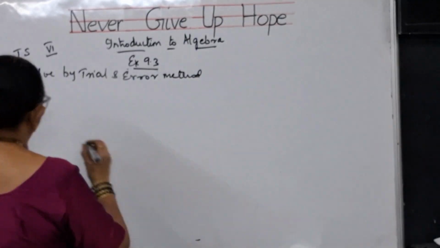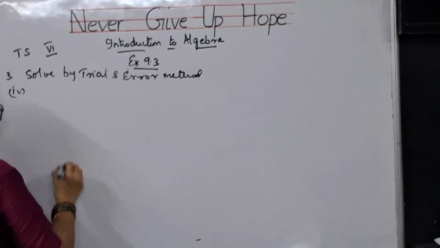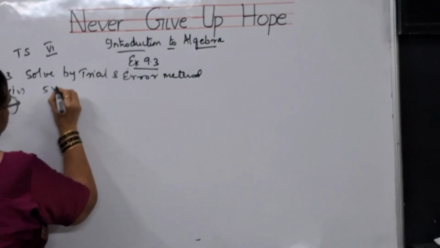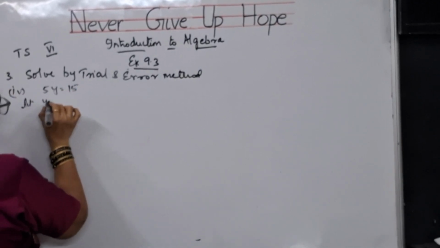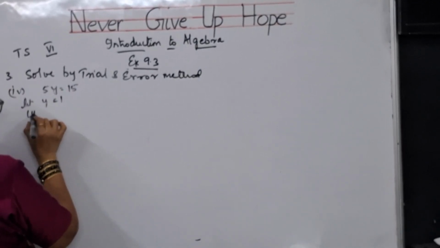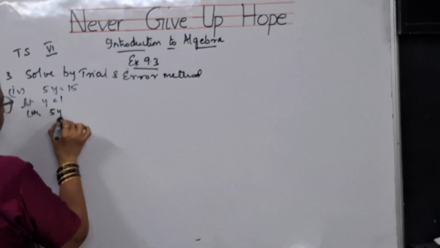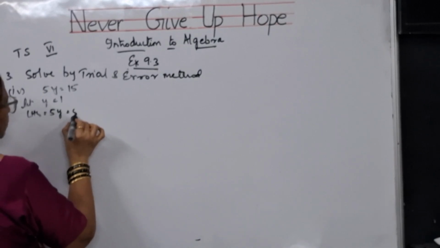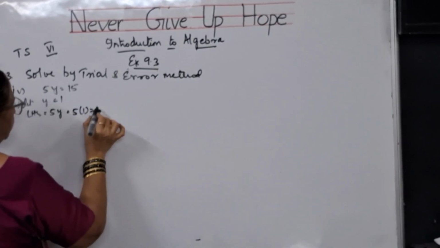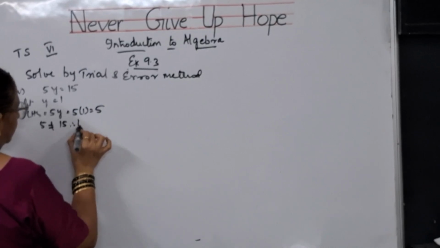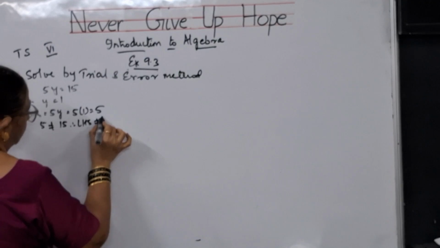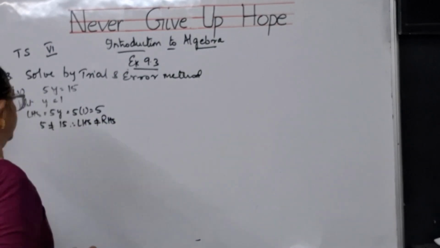Now, fourth bit, 5y is equal to 15. Let y is equal to 1. LHS 5y, that is equal to 5 into 1, 5. 5 is not equal to 15. Therefore, LHS is not equal to RHS.